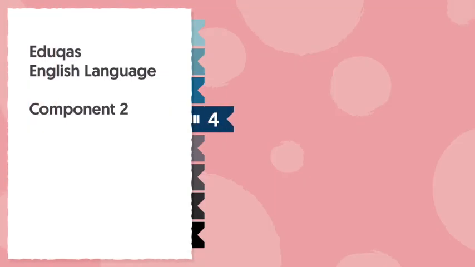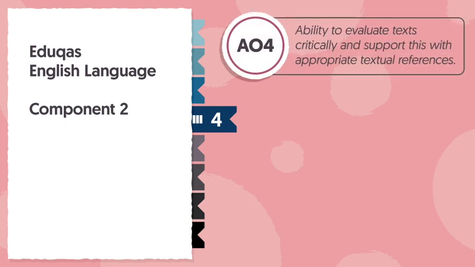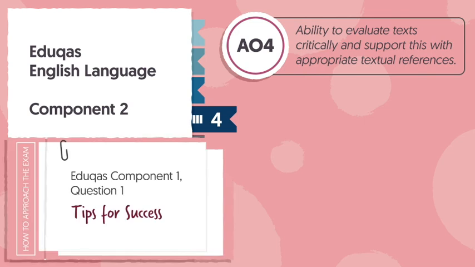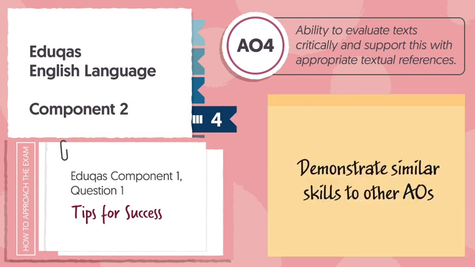In this video, we're going to talk through how to approach Eduqas English Language Component 2, Question 4. This question will test you on AO4, which is your ability to evaluate texts critically and support this with appropriate textual references. If you've watched our pods on Component 1, you'll have seen an evaluation question before. You'll also remember that, although it appears to have a different AO focus, it still requires you to demonstrate very similar skills to other AOs.